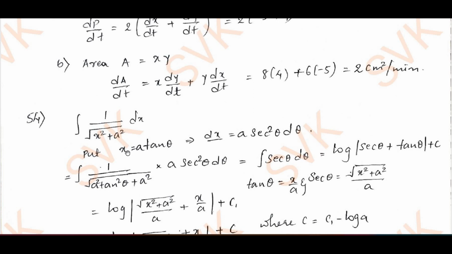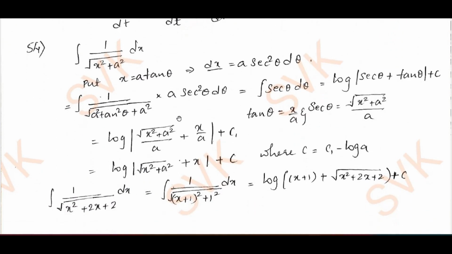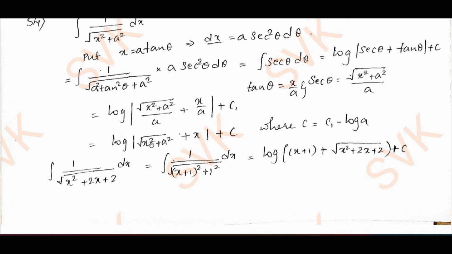As I have substituted x equal to a tan theta, tan theta will be equal to x by a. Then secant theta will be equal to square root of x square plus a square divided by a. Then substituting these two values in the answer we have got, we are going to get the expression as log of modulus of square root of x square plus a square plus x plus c.